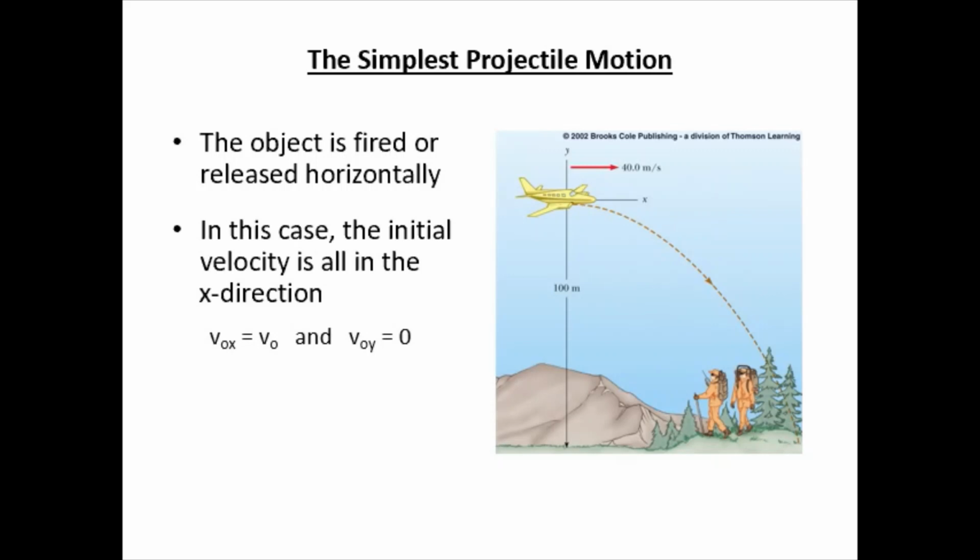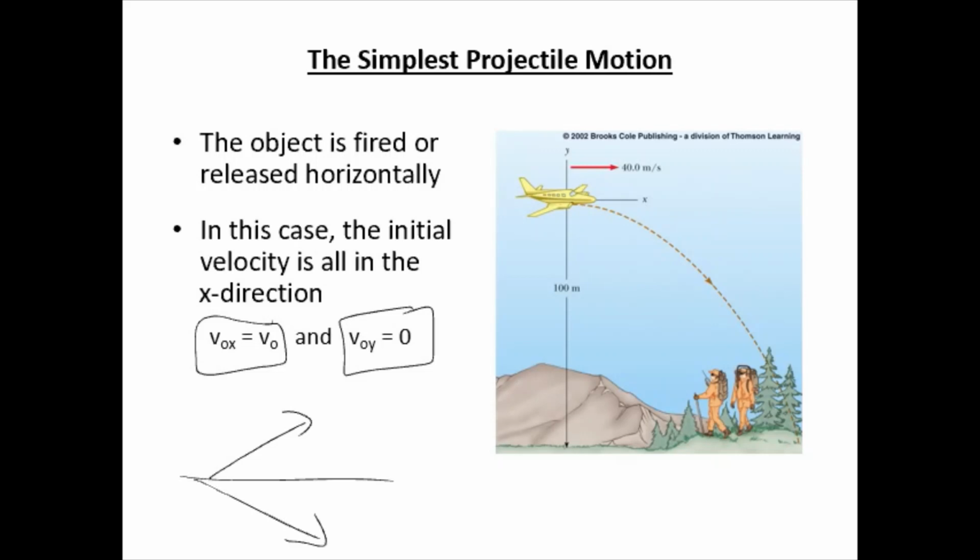So in this particular case, our original x velocity is just going to be equal to whatever the launch speed was, and our original y velocity would be 0 because the object's not being launched upward or downward at any angle, right?